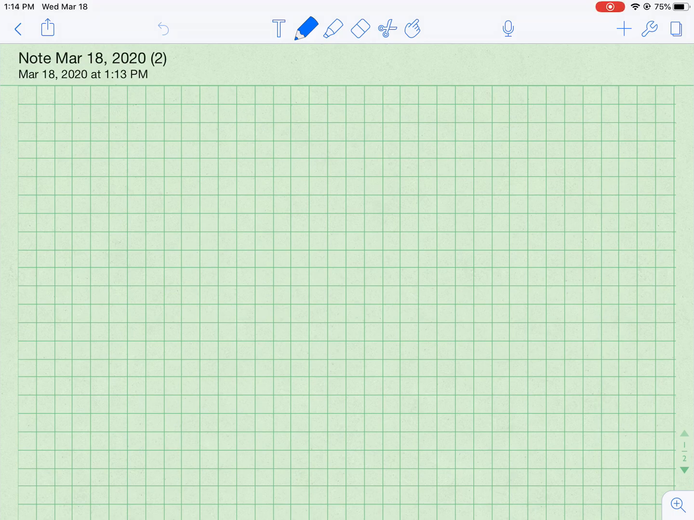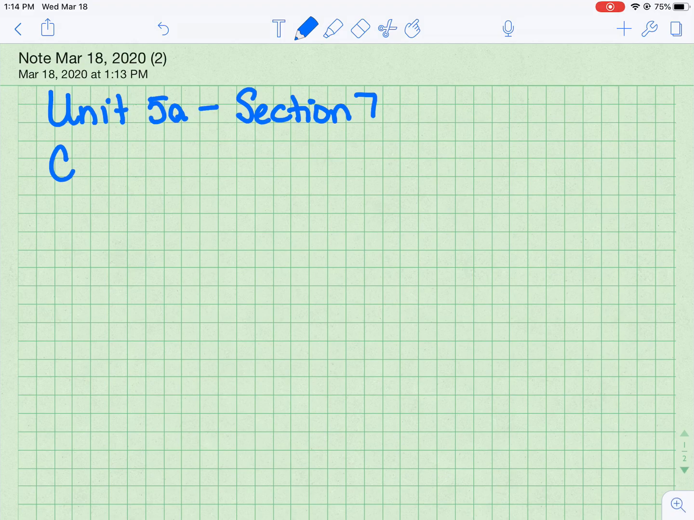All right, this is the last lesson of this unit. So this is Unit 5A, Section 7. We're calling this Classify and Solve. And this is pretty much a review of everything you've done so far and deciding which method is going to be the best method to use to find the solutions.